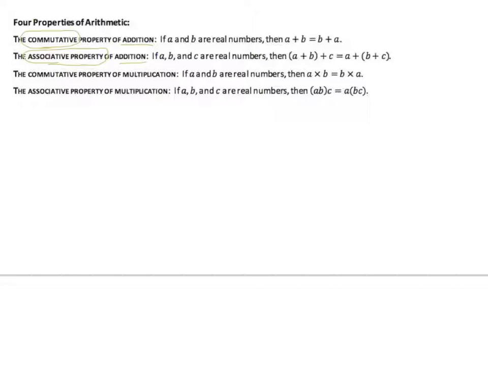Then I have the commutative property of multiplication. Okay, either order, doesn't matter. Or the associative property of multiplication. I can group them in any way.